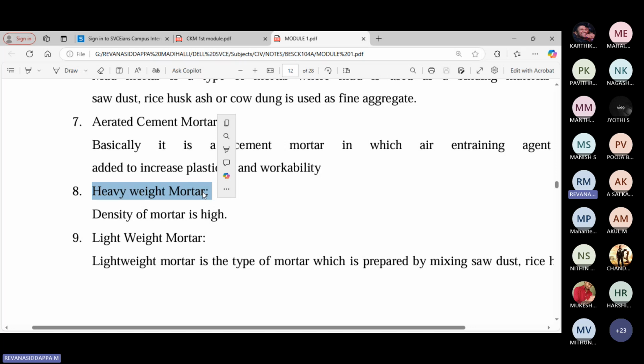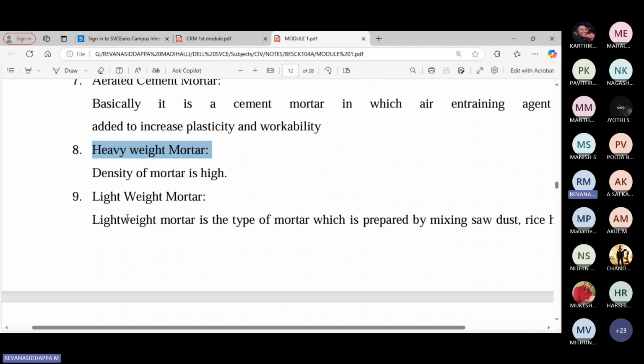This heavyweight mortar is generally used to construct radioactive, that is, atomic power plants. There, for radiation shielding, we will use this heavyweight mortar. If it has more density, it will not allow the harmful rays outside the structure. So there we have to use this heavyweight mortar.